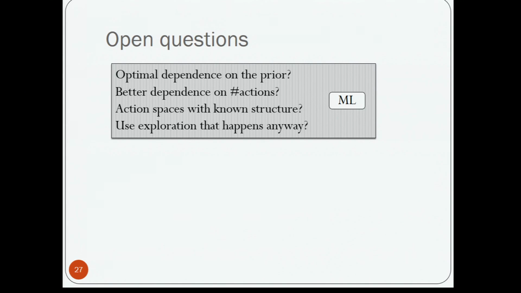What if the action space has some known structure like linear, convex, Lipschitz, whatnot? Can we use that and make it incentive compatible? And some exploration happens anyway because people just like to explore. So how can we take advantage of that?